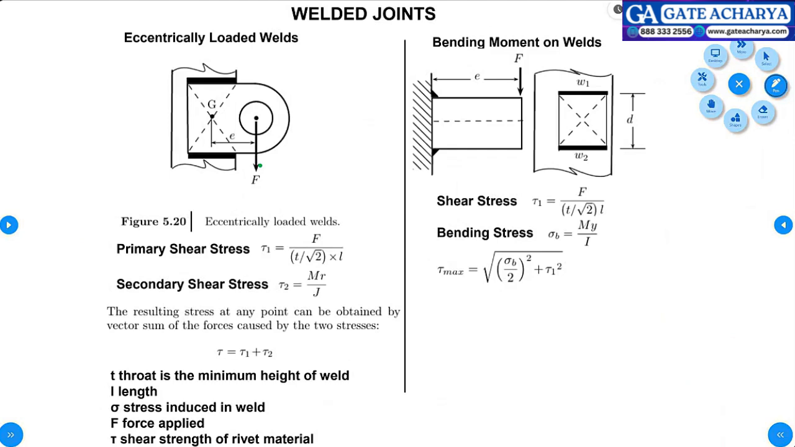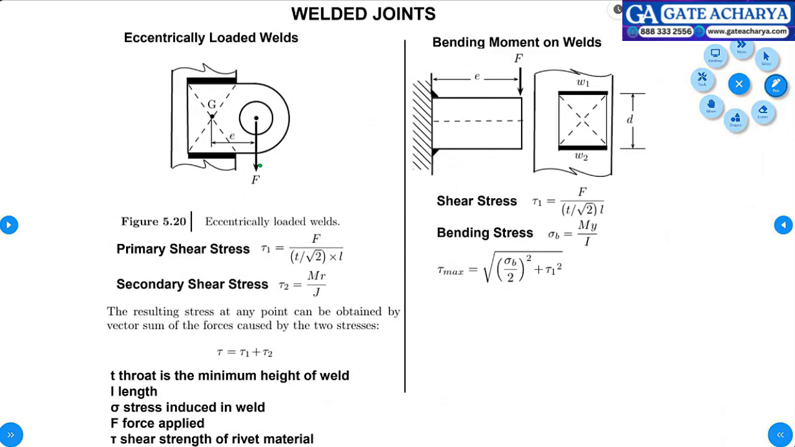Bending stress arises due to a bending load. See, this is my cantilever beam. I apply a load like this, and it is going to bend downwards. When it bends downwards, the top fibers will be under tension and the bottom fibers will be under compression. The tensile and compressive value is nothing but your sigma b. Got it?